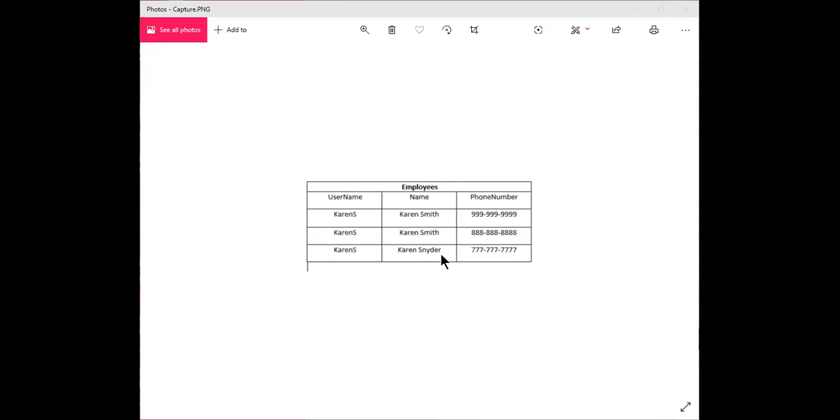But we also have a data anomaly, because now we're not sure if Karen Smith or Karen Snyder actually has this Karen S username. So in order to avoid things like this is why we have our first, second, and third normal forms. And let's get into those now.